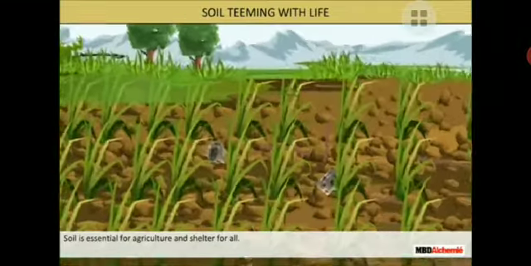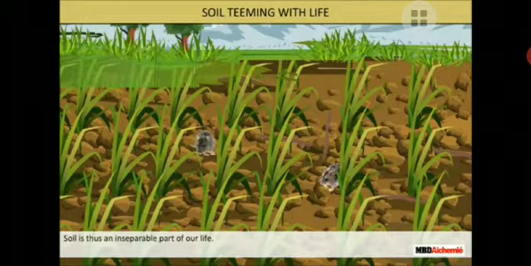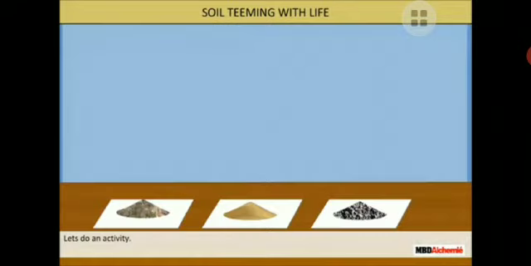Soil is essential for agriculture and shelter for all. Soil is thus an inseparable part of our life. Let us do an activity.